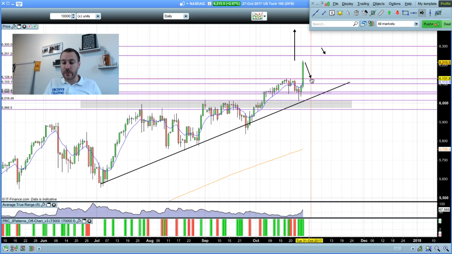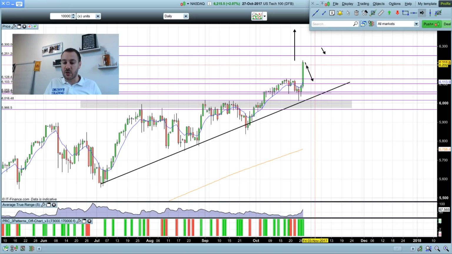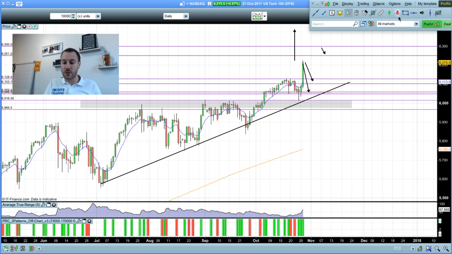Now, if we see the pullbacks into any of these levels of potential support, I would also be happy to look for those potential bullish positions and the bullish continuation. And it's really if we start breaking down below this level right here that the market would begin to turn a little bit more bearish once again. At present, we're still bullish. The Nasdaq is still hitting those all-time highs.